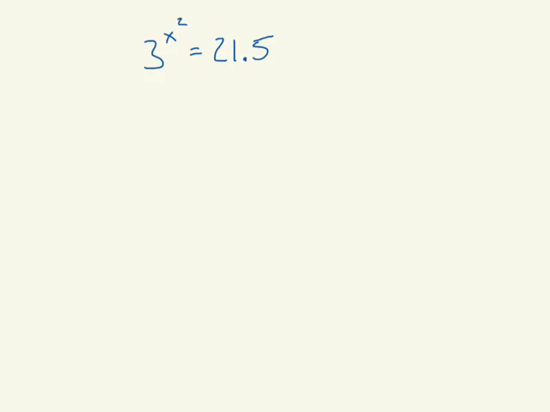This one will also work either way. I'm going to choose to do it with taking the log of both sides. First thing I'm going to do is take the log of the 3 to the x squared side, and I'm going to take the log of the 21.5. Now we'll take our exponent and drop it down.